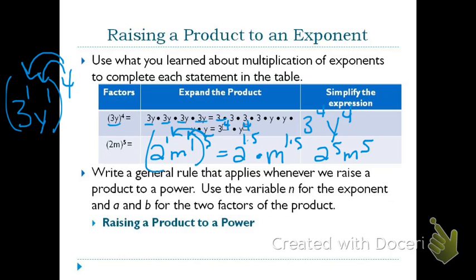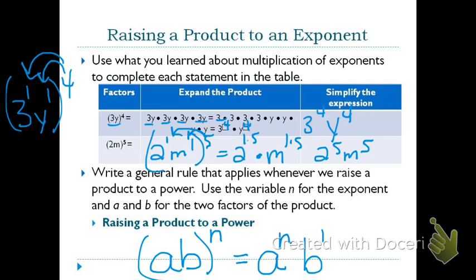So what's our rule going to be for this one? This time you're going to have to use the variable n for your exponent, and a and b for the two factors of the product. So like this: any two numbers multiplied together to the power of another number is equal to the first base to the power times the second base to the power.